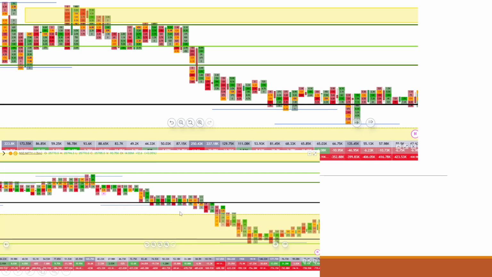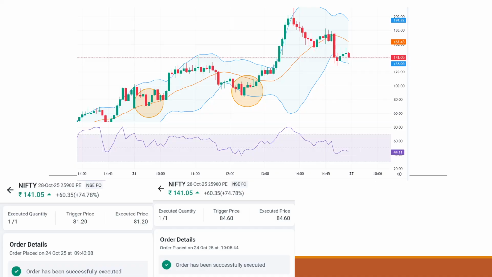So we can get many targets. Our entry was somewhere in this area. So first target, second target, third target, like that we can trail and go. So that was the condition. So this was a trade which I took.